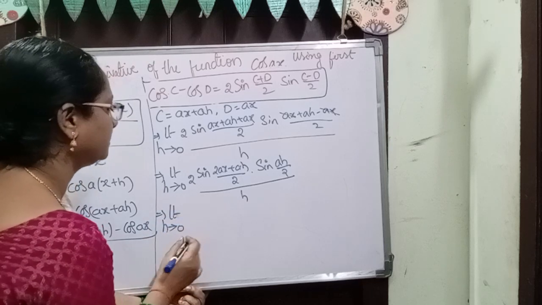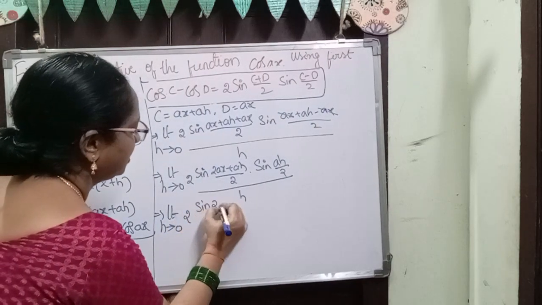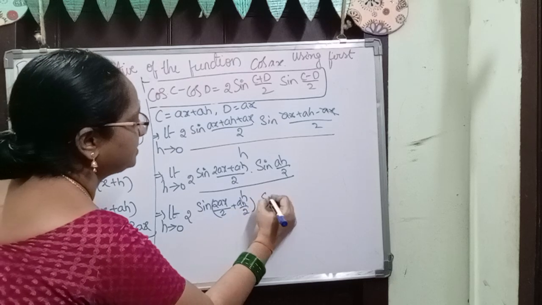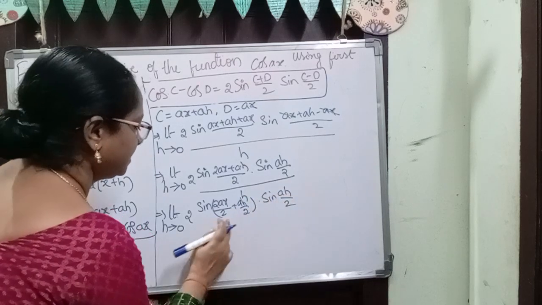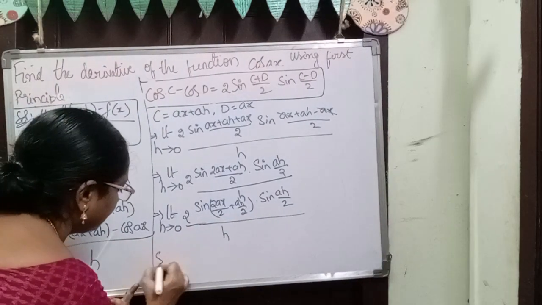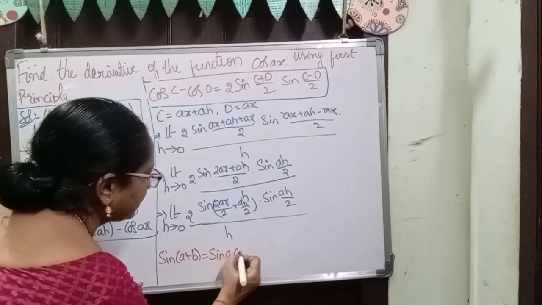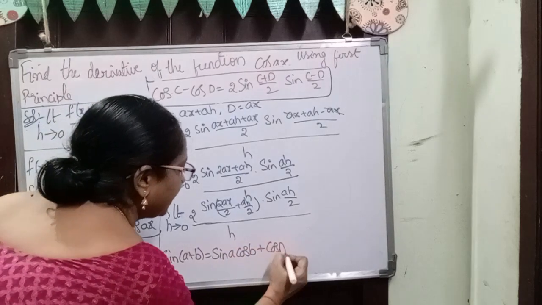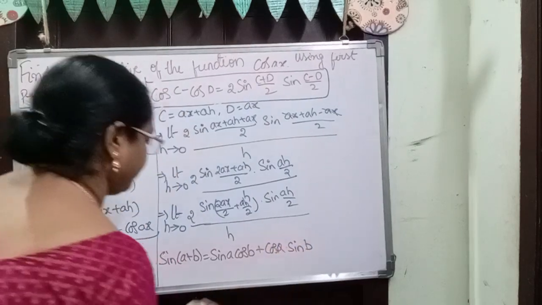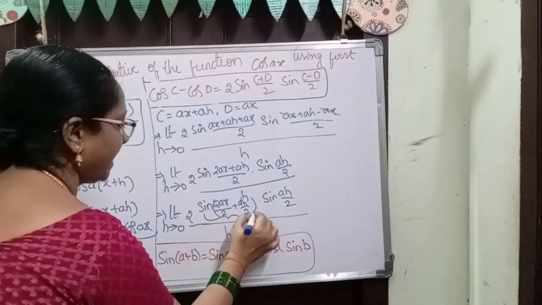Next, that implies limit h tends to 0. This is again in the form of, let us write it, sin (2ax by 2 plus ah by 2) into sin ah by 2. This is in the form of sin a plus b. Sin a plus b equals sin a cos b plus cos a sin b. Only for this part we have to use this formula.